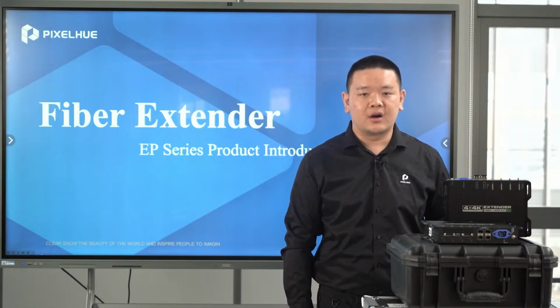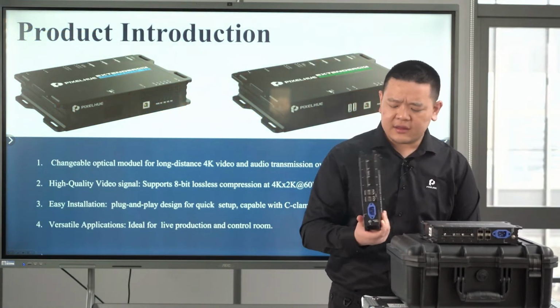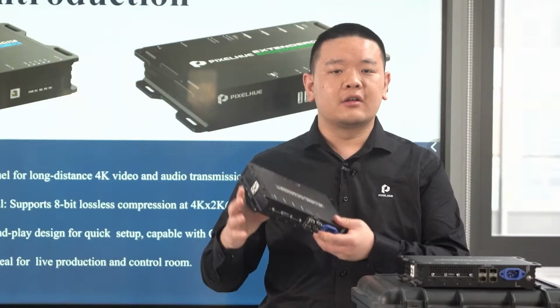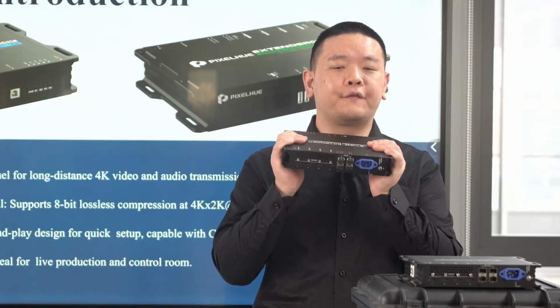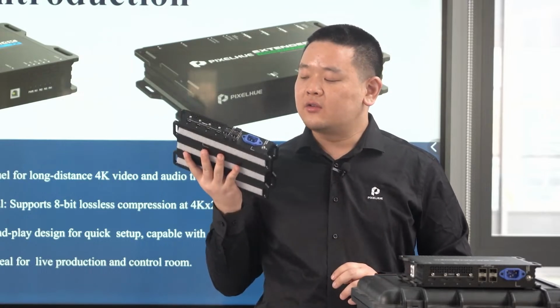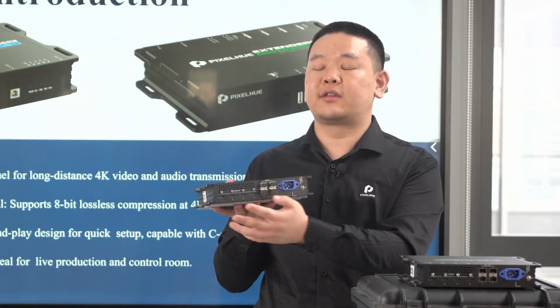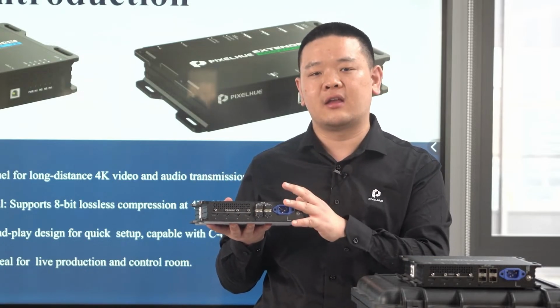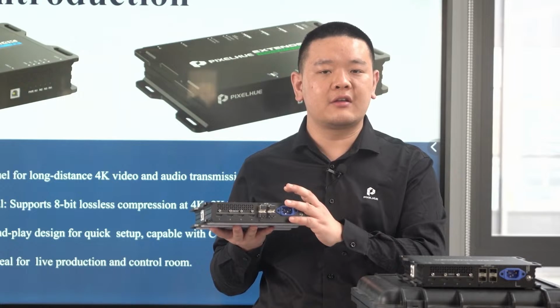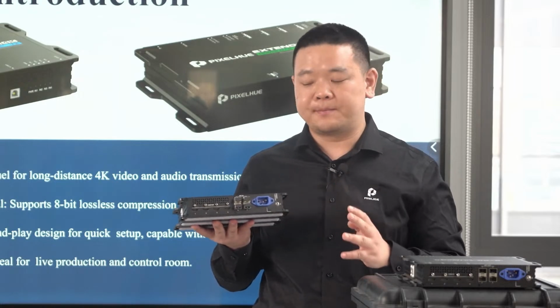So the first part is the product introduction. The first thing, let's check the hardware in here. EP series is the first 4-channel fiber extender in the industry. And you can see here are the 4 HDMI 2.0 inputs. It's actually real 4K. We can do transmissions in 4K, 2K, 60 Hz, RGB 444 8-bit.